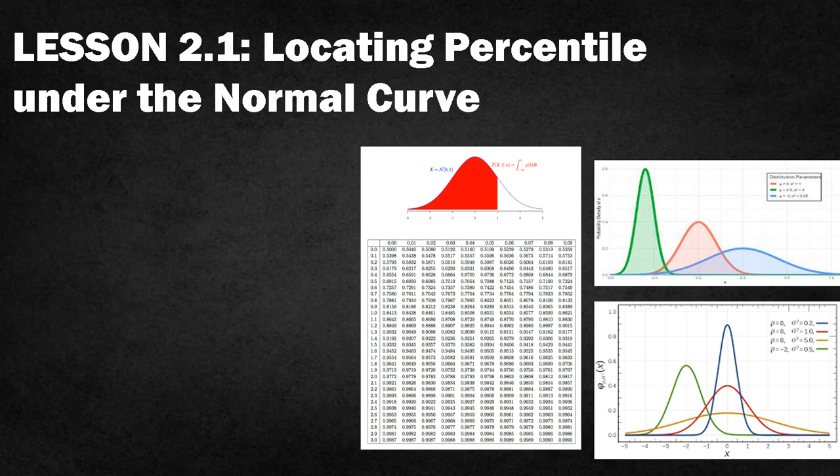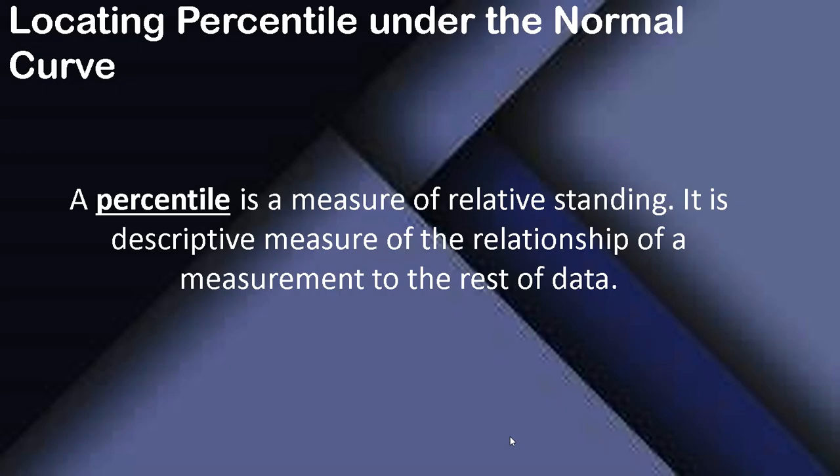Let's talk in this video about locating percentile under the normal curve. So, ano nga po ba muna yung percentile? A percentile is a measure of relative standing. It is a descriptive measure of the relationship of a measurement to the rest of the data. Anong ibig sabihin nito? Napakasimple lang, mga anak. Hahanapin lang natin sa Z table or I mean sa Z value yung given. Para ma-solve natin yung value ng Z, hahanapin muna natin siya sa Z value. So kabaligtaran ang mangyayari: Z value muna tapos Z table.